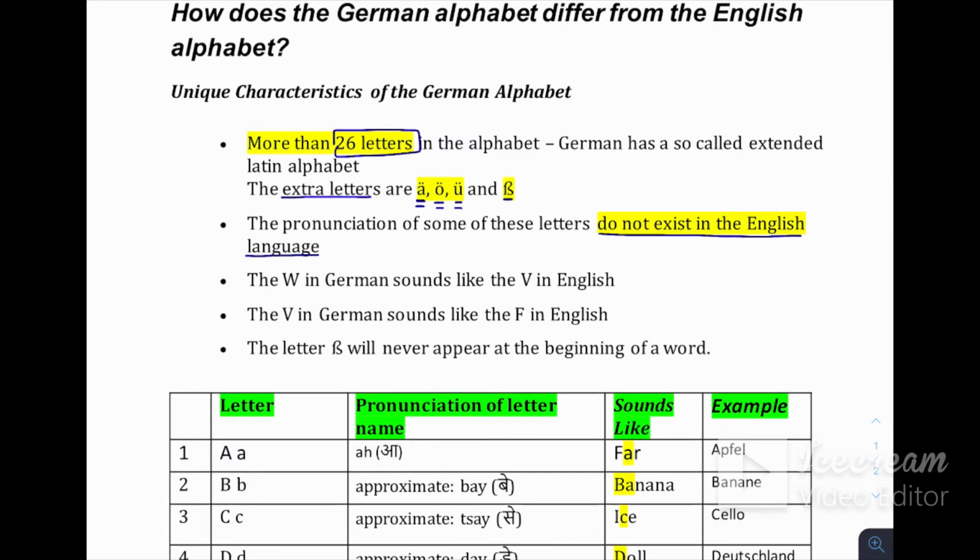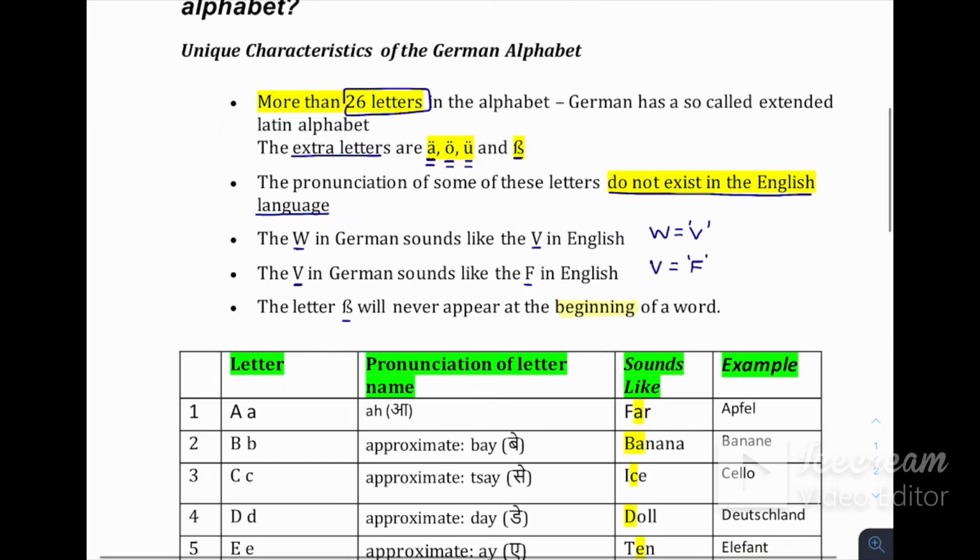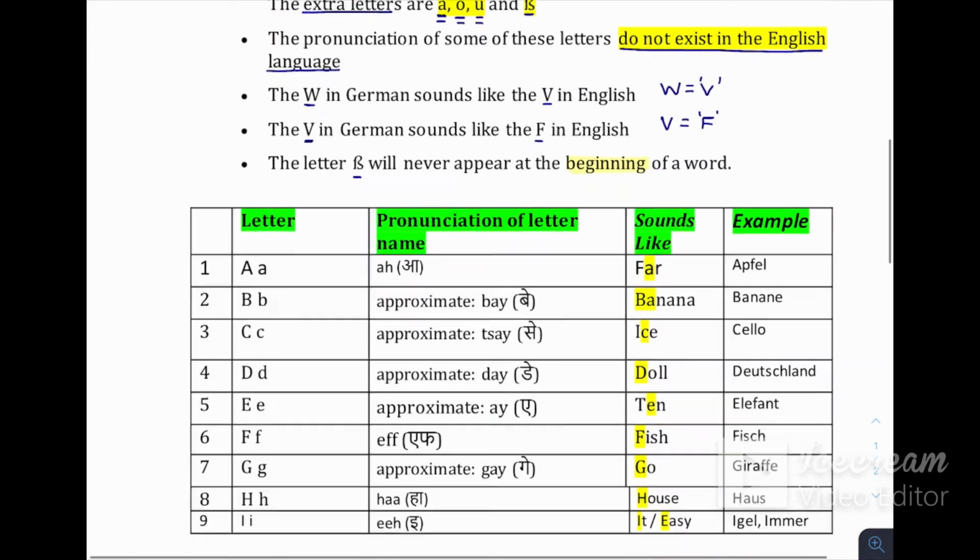Clear? The W in German sounds like V in English, जो कि हम अभी देखेंगे. The V in German sounds like F in English. The letter Z will never appear at the beginning of a word. ठीक है, कभी भी Z से कोई वर्ड बिगिन नहीं होगा. These are some points which you need to remember. Now we will see the alphabets.